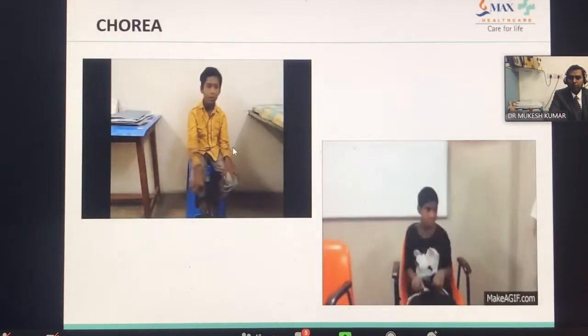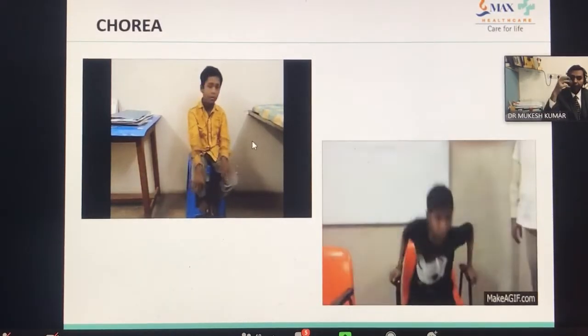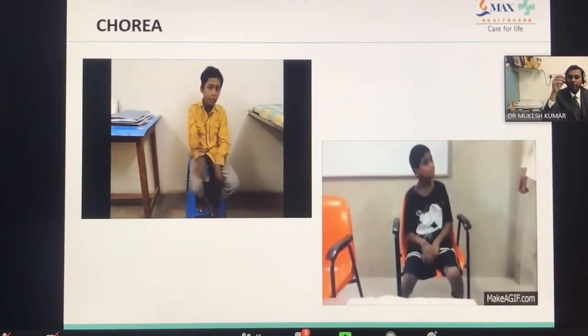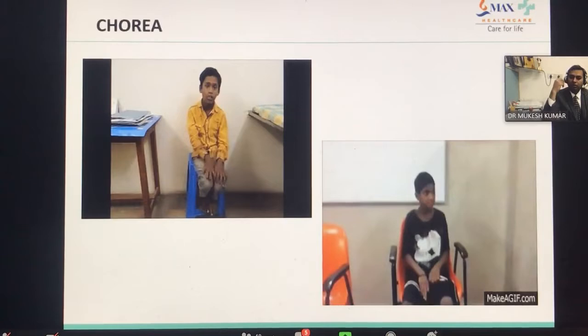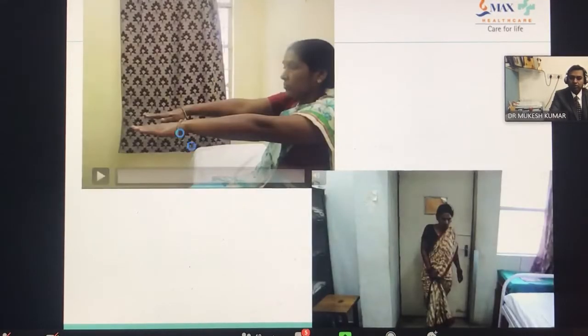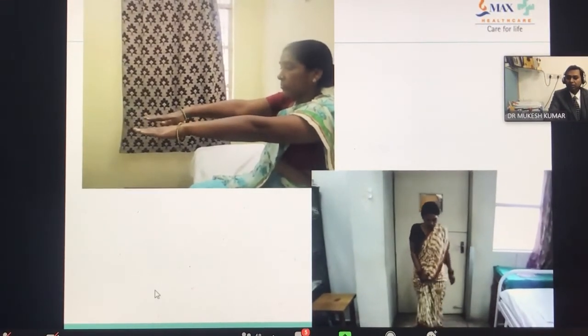Then the common one is chorea. Chorea is a semi-purposeful movement of the whole body or of the hand. In children, it is particularly Sydenham's chorea, and in old age, it is Huntington's chorea. For example, see, this is Huntington's chorea, or a Huntington's chorea-like illness.